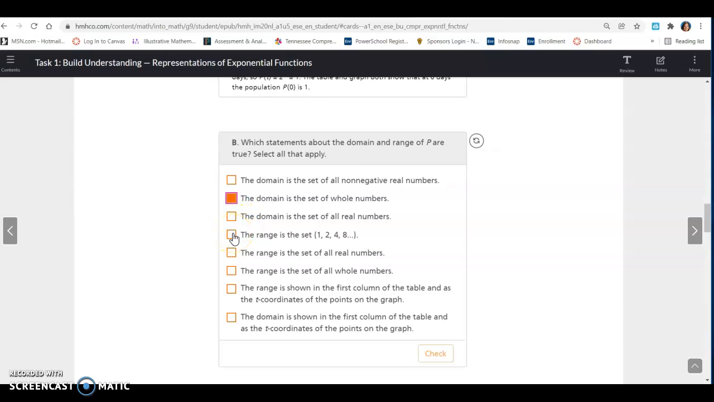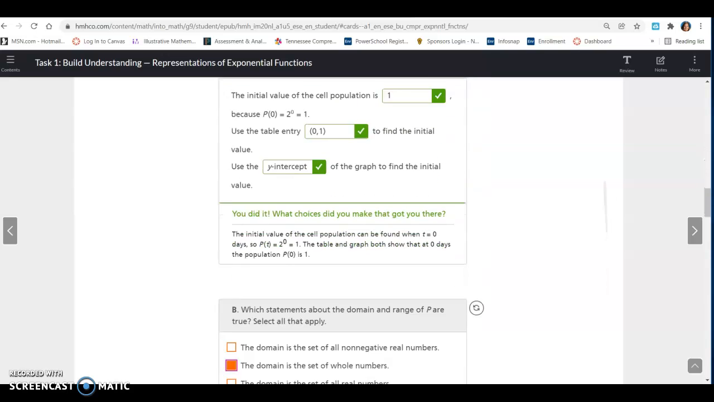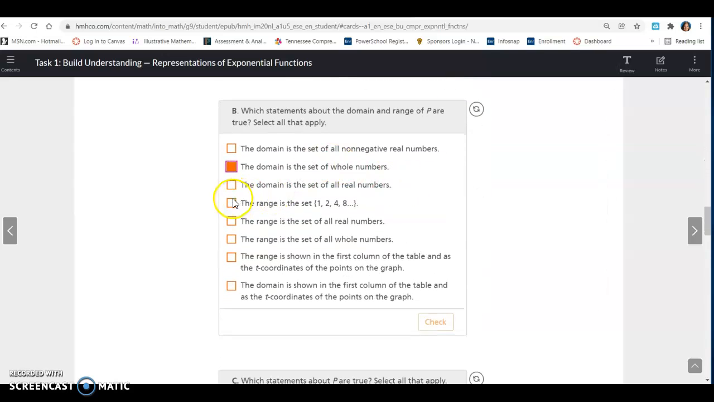All right, now it says the range is a set of... All right, your range is your y value, so 1, 2, 4, 8, etc. That is your range. So it means it's not going to be these two. And then it says the range is shown in the first column of the table and the t-coordinates of the points of the graph. So the range is in the second column. Remember, the domain is your t. Range is your P of t. So this one says the domain is shown in the first column. That's true. And as the t-coordinate of the points.